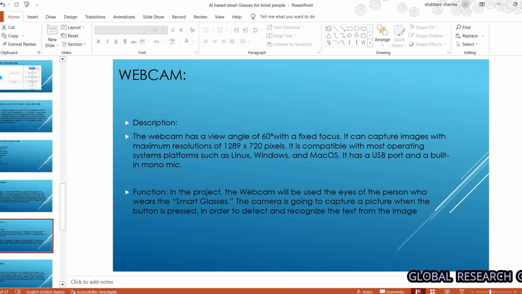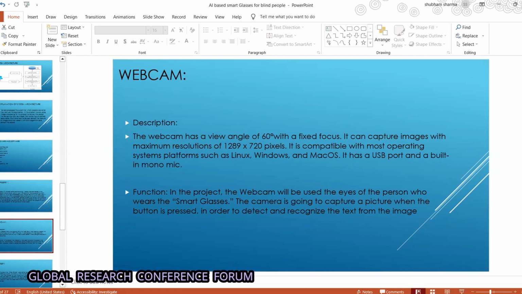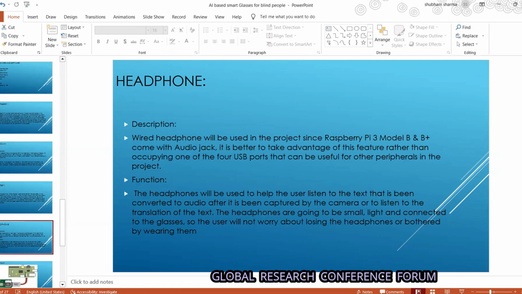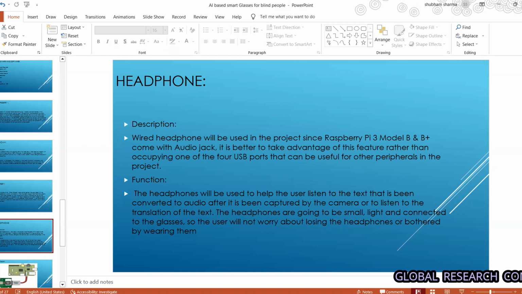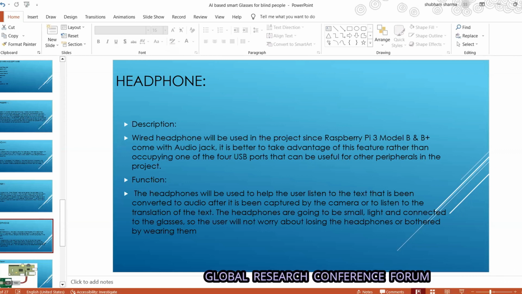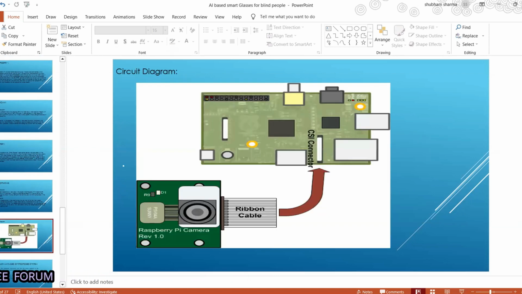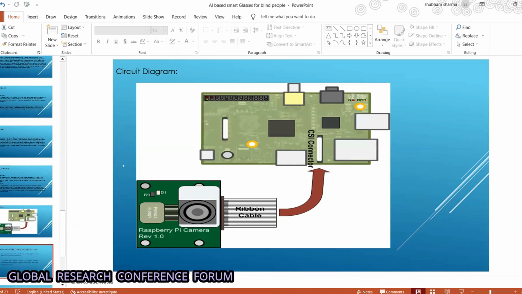In this project, a webcam will be used as an eye for a person who wears a smart glass. Next is the battery, for the basic performance of the product. The headphone will be used to provide the final output to blind people, helping the user listen to the text that has been converted into audio after capturing the image. And this is the basic circuit diagram: Raspberry Pi and camera module.